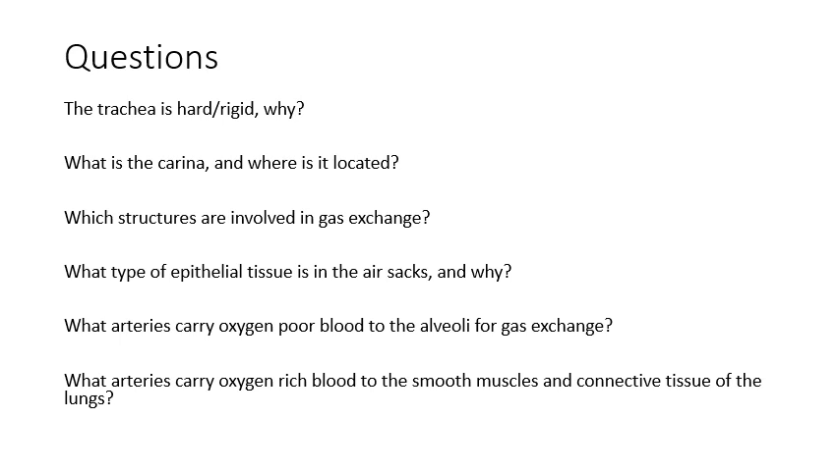All right, so last few questions here. Why is the trachea rigid? What is the carina and where do we find it? What structures are involved in gas exchange? What type of epithelial tissue is in the air sacs? What arteries carry oxygen-poor blood to the alveoli for gas exchange? And what arteries carry oxygen-rich blood to the tissue of the lungs themselves?